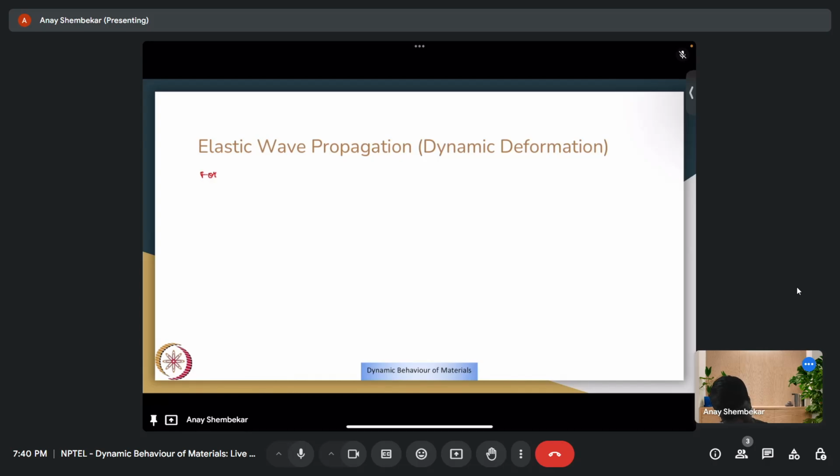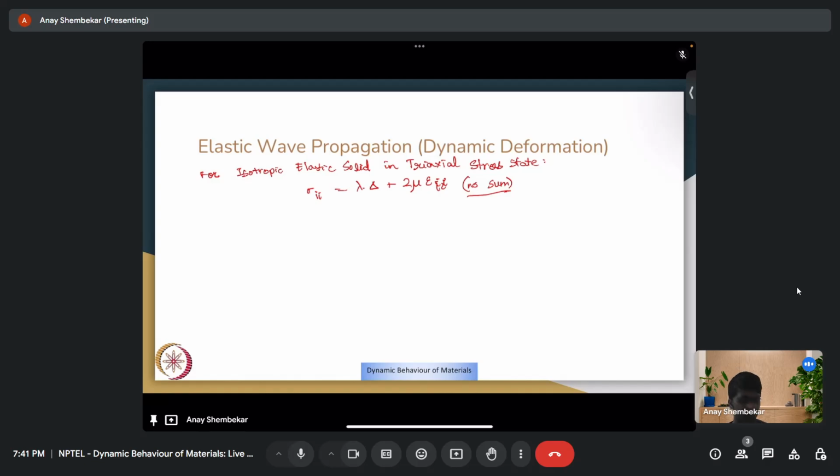Okay, for an isotropic elastic solid in a triaxial state of stress, triaxial meaning, I think, is self-explanatory, you can write sigma ii is equal to lambda delta plus 2 mu epsilon ii. Here I will supplement the indicial notation with this statement, no sum. This no sum would essentially mean that in this equation, there is no sum occurring even when the index repeats twice. So this basically gives us sigma 11 is equal to lambda delta plus 2 mu epsilon 11.